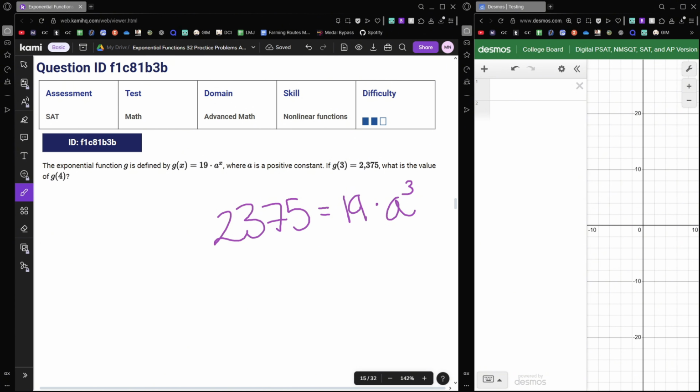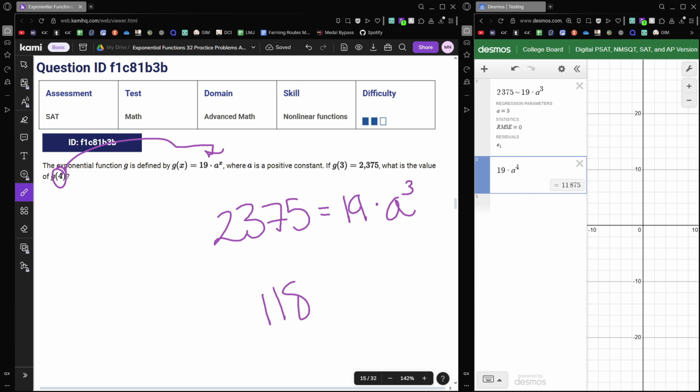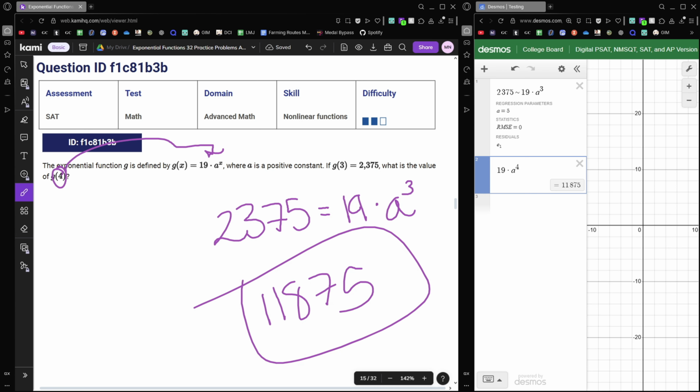Now that we have rewritten our equation, let's go ahead and solve for a, and I'm gonna just do this by putting it in Desmos. Now instead of an equal sign, you want to put a tilde, and then we get that the value of a is equal to 5. And now we can just go ahead and plug in 4 for x instead. So 19 times 5 to the power of 4, or 19 times a to the power of 4, both would get you the same answer of 11,875.